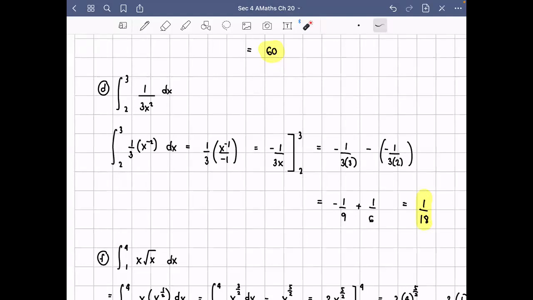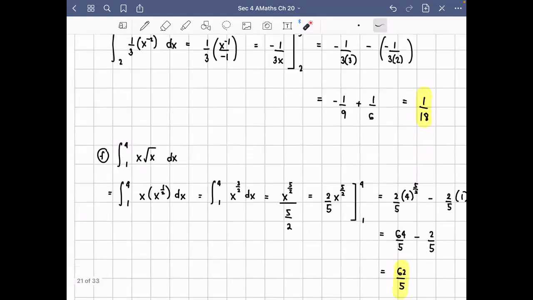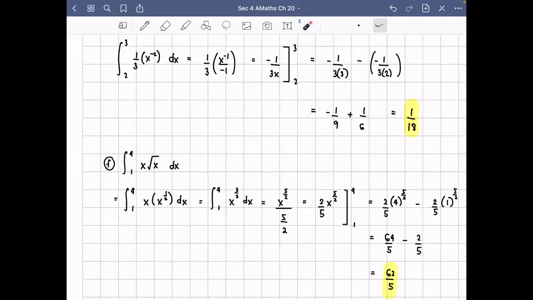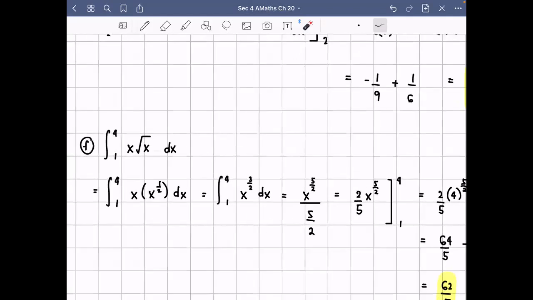Now, for letter F, if your answer is 62 over 5, you're correct. So probably you're halfway here. Now, let me explain letter F.